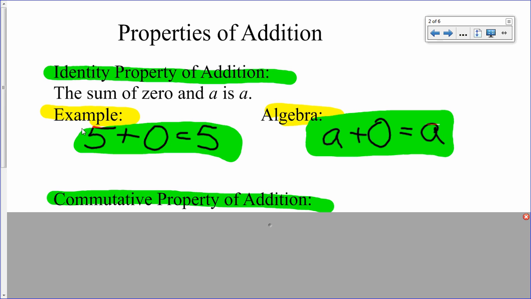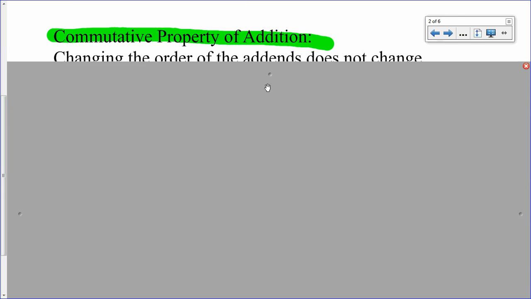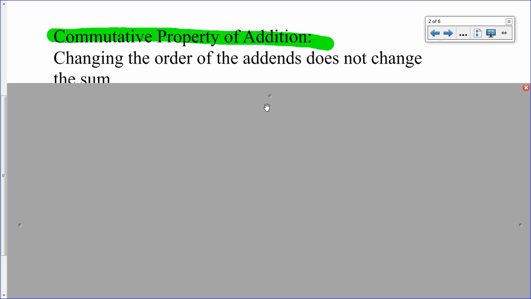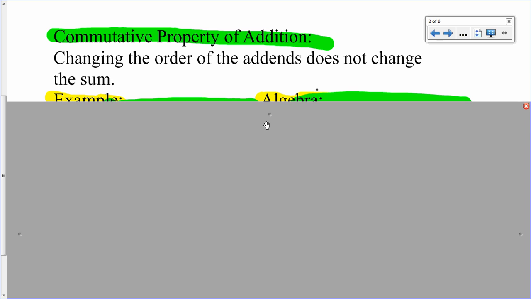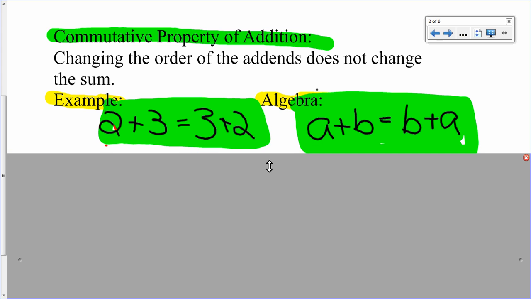The commutative property of addition. That states that changing the order of the addends does not change the sum. So in other words, 2 plus 3 is equal to 3 plus 2. Algebraically, A plus B is equal to B plus A.